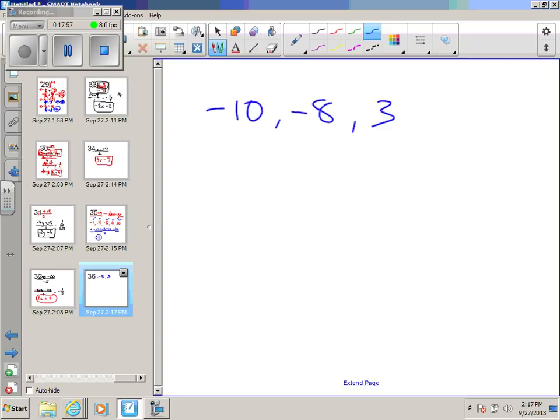Give it a shot. What do I get? Good. -10 combined with the -8 is -18. Then I'm going to add 3, brings me to -15. Divided by 3, Kate. -5.